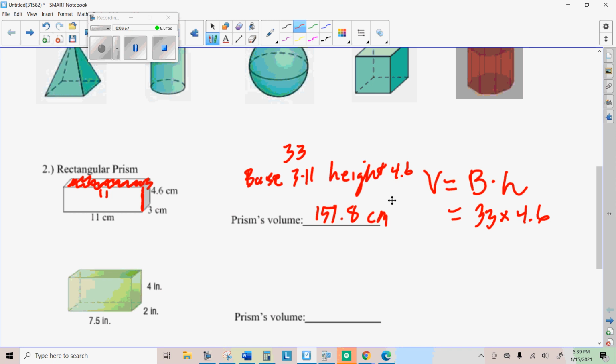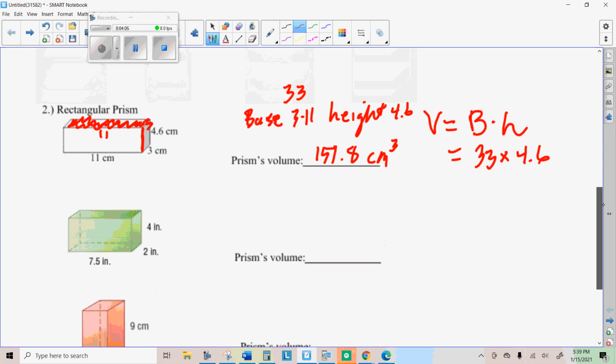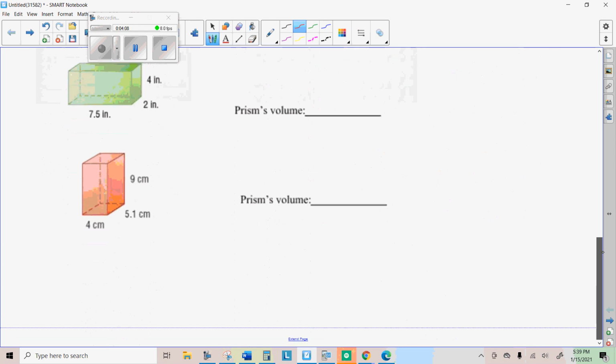cubic centimeters. So you're counting cubes when you're doing volume. How many cubes fit inside? All right, so you can go ahead and do a couple like that. Find those volumes.